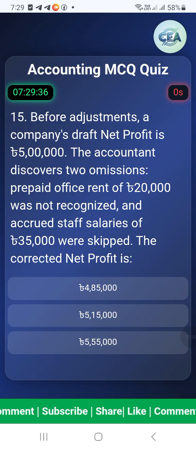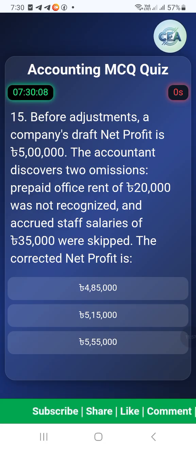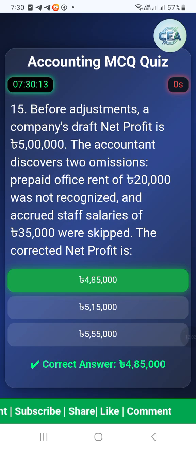15. Before adjustments, a company's draft net profit is 500,000 takas. The accountant discovers 2 omissions: prepaid office rent of 20,000 takas was not recognized, and accrued staff salaries of 35,000 takas were skipped. The corrected net profit is: Option 1. 485,000 takas. Option 2. 515,000 takas. Option 3. 555,000 takas. Correct answer is 485,000 takas.